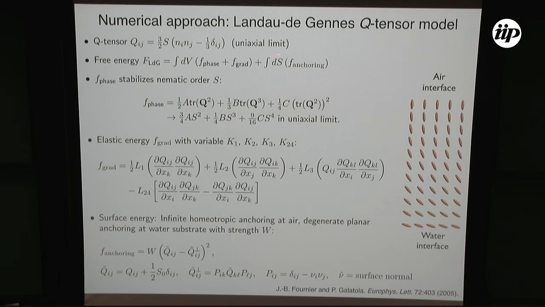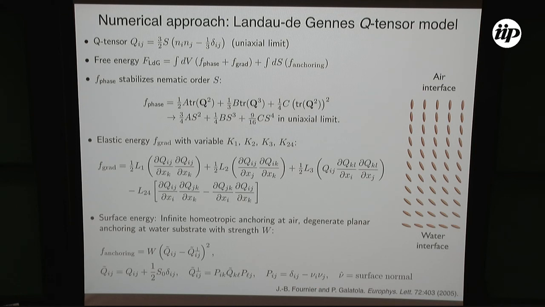So I used the Landau-de Gennes Q tensor model, which takes the director n_i n_j as Q_ij with this prefactor that gives the degree of order. There's an integral over the bulk of the phase and gradient energy densities and an anchoring energy at the substrate. The phase energy just tells us that we favor having nematic. The elastic energy I write as these four different terms, which lets me independently vary K1, K2, K3, and K24. And the surface energy is degenerate planar at the substrate with this anchoring strength W using a formula from Fournier and Galatola.